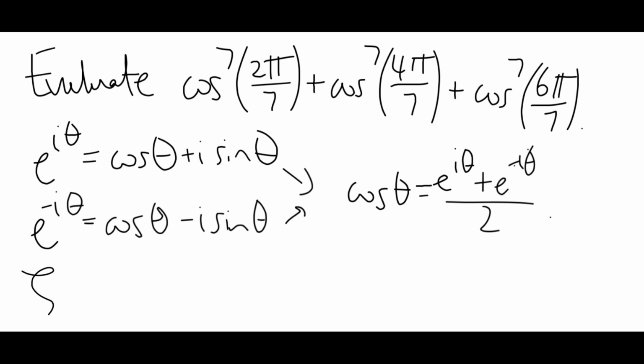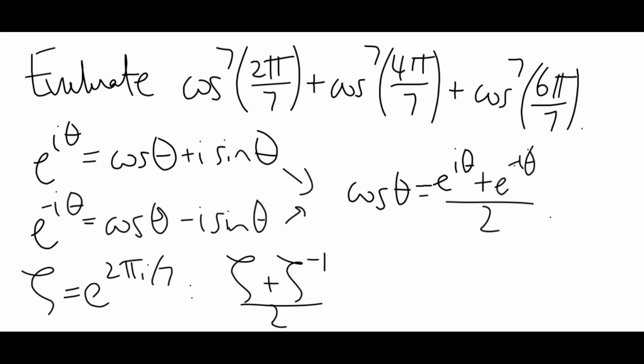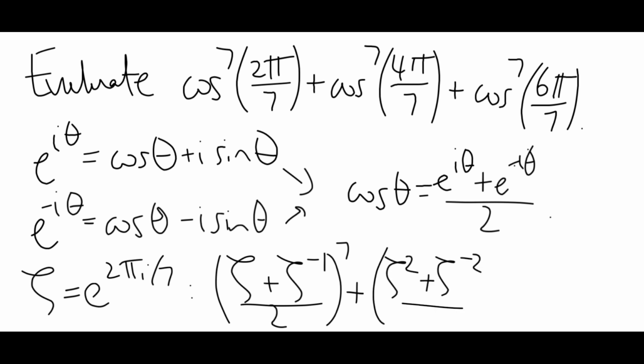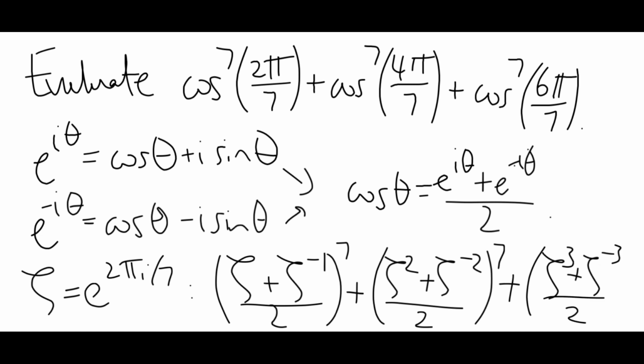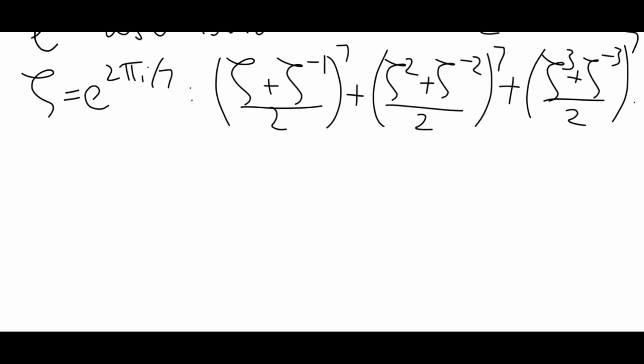So if we let, say, zeta be e to the 2 pi i over 7, then the sum we want is, well, we first have zeta plus zeta inverse over 2. That's the cosine of 2 pi over 7, all to the 7th. And then we do the same thing for zeta squared and zeta cubed. Okay, now we can pull out a factor of 1 over 2 to the 7th.